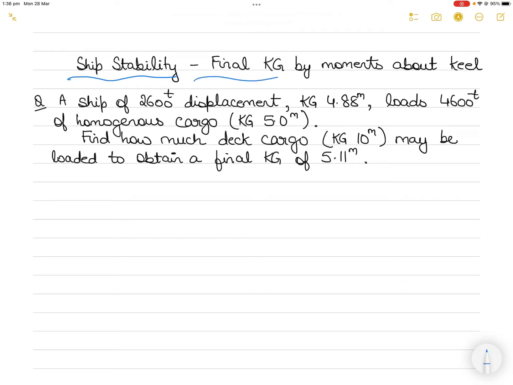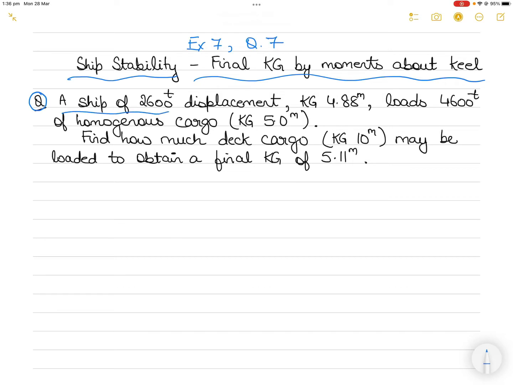The chapter is chapter 7, which deals with final KG by moments about keel. So this is from exercise 7, and this is question number 7. Let's get into the question straight away.